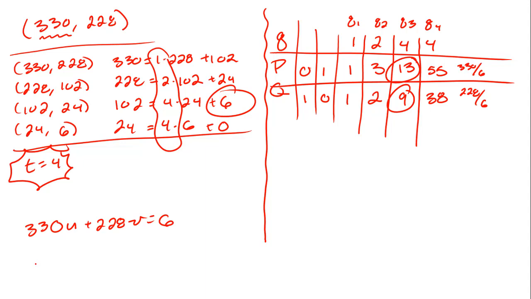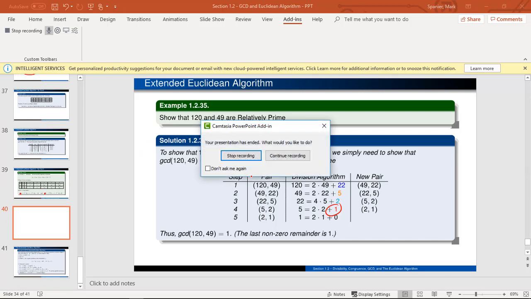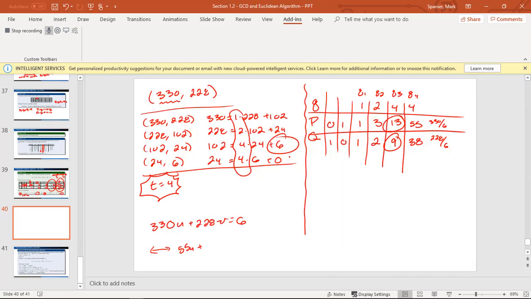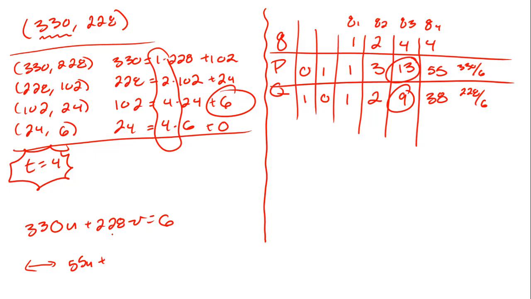Which, if you remember earlier, is one of the connections that people like to make: if I have this original equation and divided everything by a 6, I would be looking at the equation 55u plus, that I would end up having the 228, which is going to then become a 38, and then that's going to be with the v equals what?